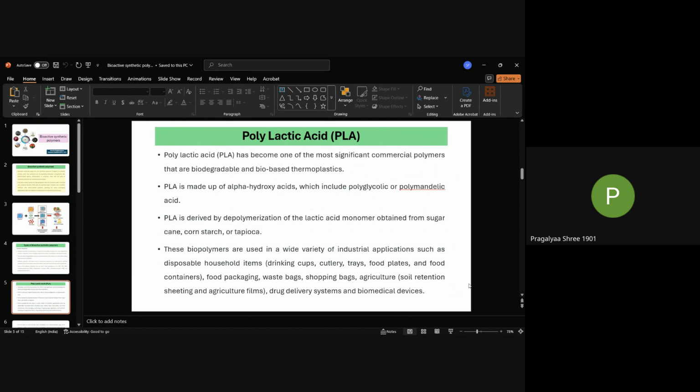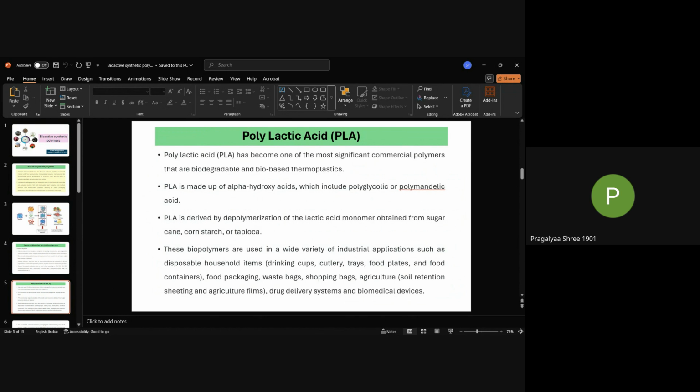PLA is made up of alpha hydroxy acid, which includes polyglycolic and polymandelic acid. So PLA is mainly composed of what? Polyhydroxy acid. What are the polyhydroxy acids? Glycolic acid and mandelic acid are the two acids used for the manufacture of the alpha hydroxy acid, PLA. Okay, so PLA is derived by depolymerization of lactic acid monomer obtained from sugar cane, cornstarch, or tapioca.